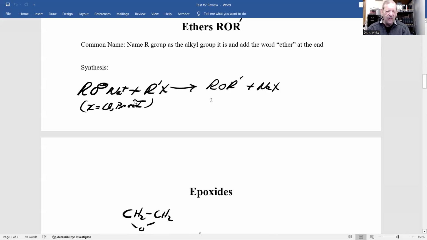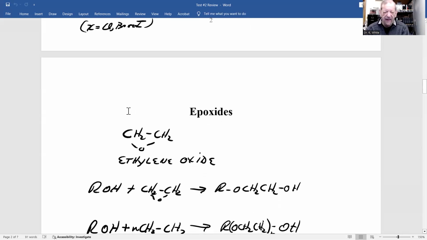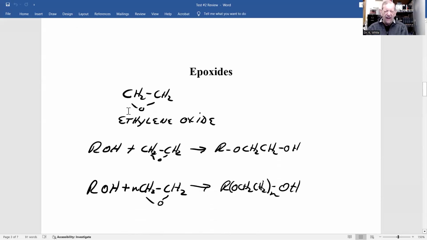Now, one of your colleagues asked, if I were to put this in a synthesis, do you have to show the O minus Na plus, because you could just write RONa? And the answer is yes, either way. Dr. White likes to show charges. It's cool. Dr. White tries to be a cool dude most of the time, but you don't have to do it.